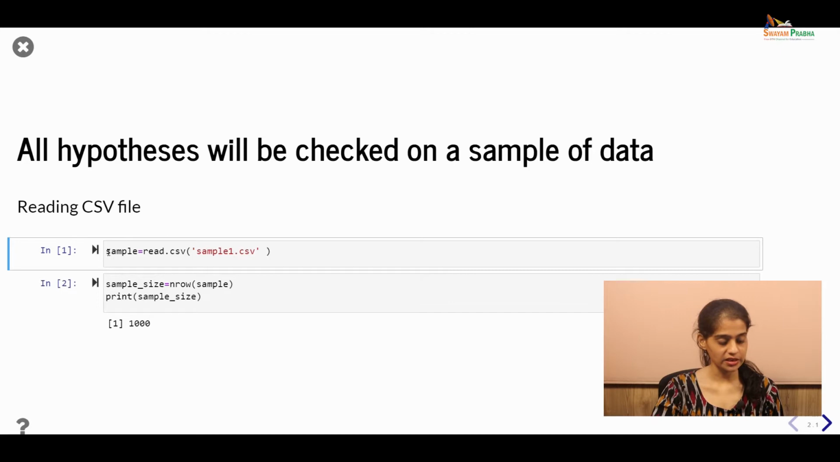Now to check how many records or rows are there in our sample, I am going to use the command nrow, and within parentheses you just need to supply the name of the data frame. In this case it's sample. So nrow of sample basically returns the number of samples or the number of records or basically the number of rows in your data frame. I am saving it with the name sample underscore size, and that is the sample size that we have, and you can print your sample size here and it says 1000 records. So basically I have 1000 samples here. So this is how you find the sample size.